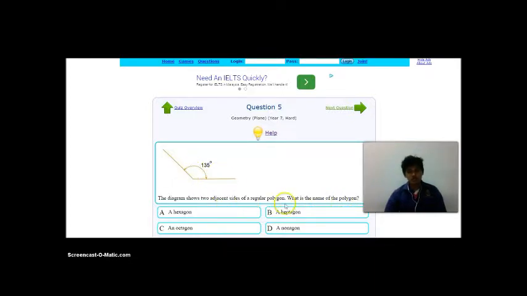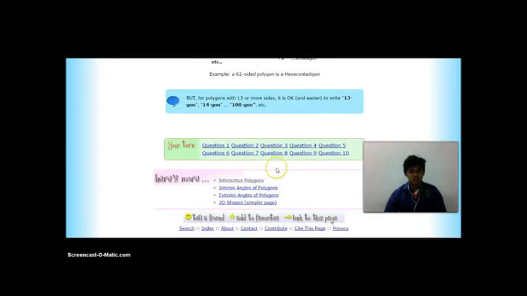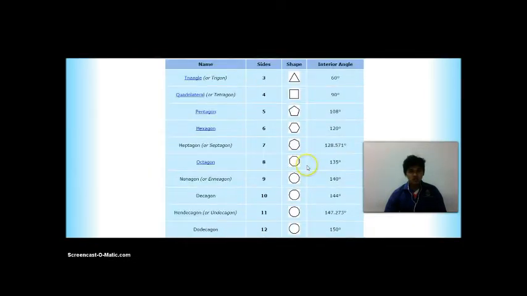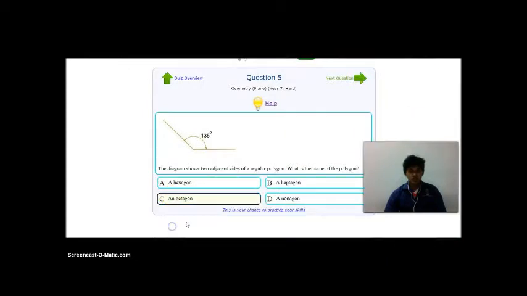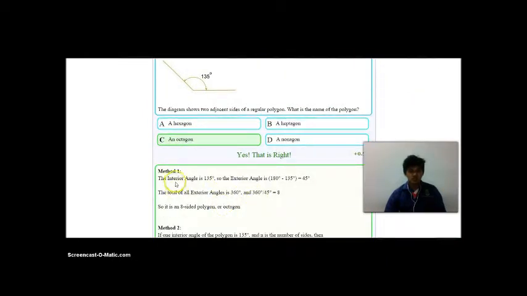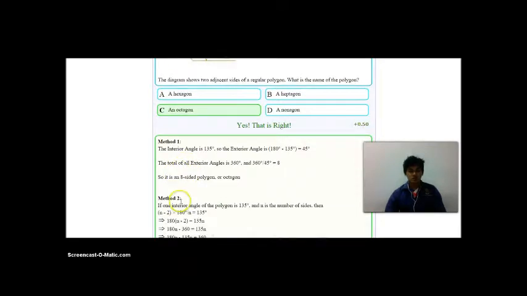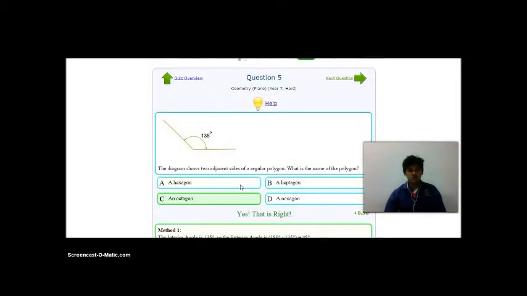Okay, as we learned before, the diagram shows two adjacent sides of a regular polygon with an angle of 135. So we go to this table and search for 135. 135 is for the octagon because it has 8 sides and this is the angle. So that is right, because the interior angle is 135, so the exterior angle is 180 minus 135, so we get 45 degrees. If the total of the exterior angles is 360, then it's an 8-sided polygon, or octagon. I think that's all.